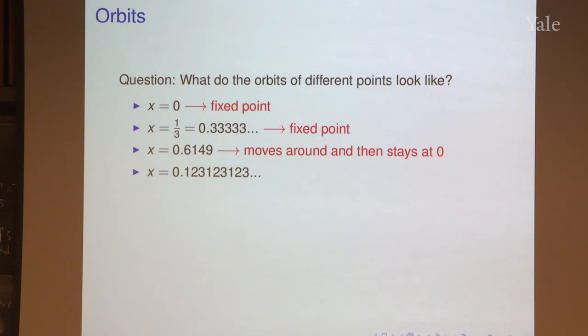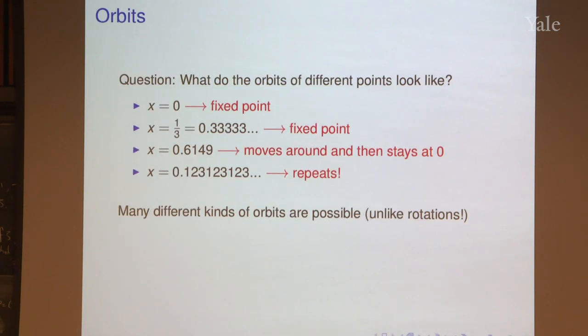Here's a repeating number. So this is a rational number because its decimal expansion repeats over and over again, 1, 2, 3, 1, 2, 3, 1, 2, 3. Here, it's not fixed, but it does repeat. If I move the decimal place 1 over, I get 2, 3, 1, 2, 3, 1. If I move it 1 over again, I get 3, 1, 2, 3, 1, 2. If I move it over again, I get 1, 2, 3, 1, 2, 3, back to where I started. So this is an orbit that is similar to the rational rotations that we saw. It just repeats the same three numbers over and over again for infinity.